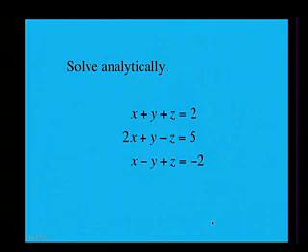Now it's time for you to try a problem. I want you to solve the following system analytically, which is the method that I just showed you. x plus y plus z equals 2. 2x plus y minus z equals 5. And x minus y plus z is equal to negative 2. Pause the video to work on this problem. When you are finished, restart the video to check your solution.